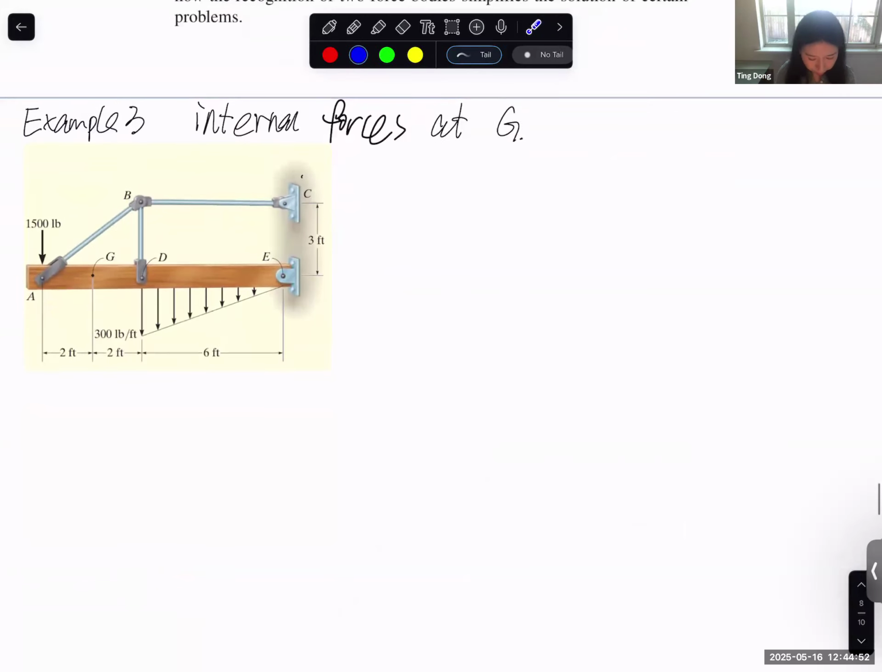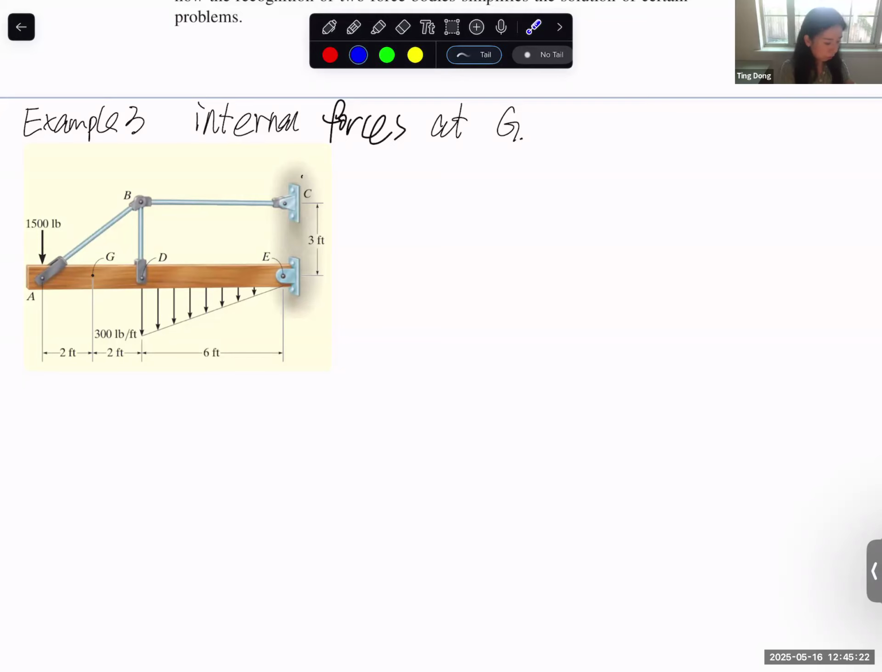Now let's check example 3. The internal force at point G, two dimensions are given. So what are the major steps for calculating the internal force at point G? Finding the reaction forces. Yes.